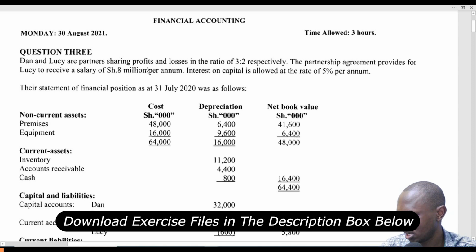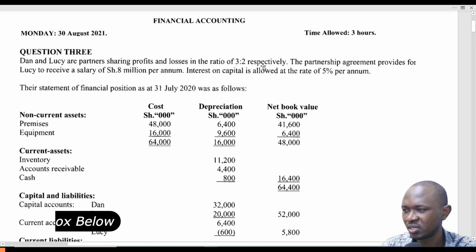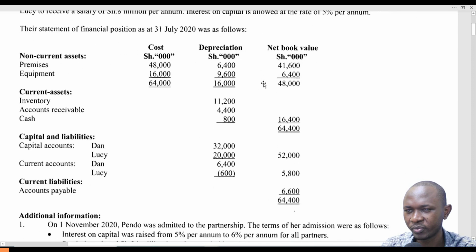So Dan and Lucy are partners, sharing profits and losses in the ratio of 3:2 respectively. The partnership agreement provides for Lucy to receive a salary of 8 million per annum. Interest on capital is allowed at the rate of 5% per annum. Their statement of financial position as at 31st July 2020 was as follows.